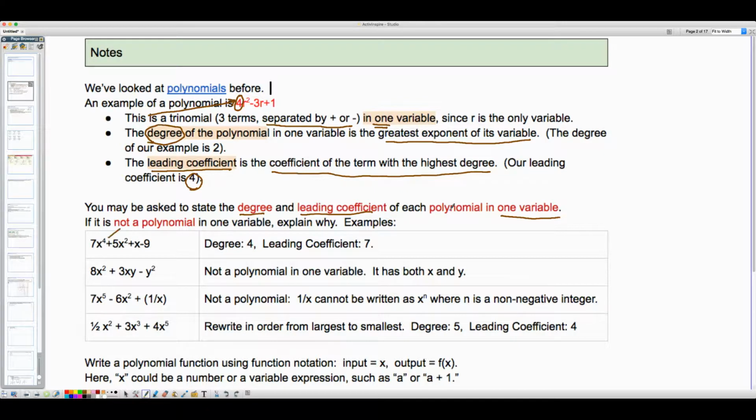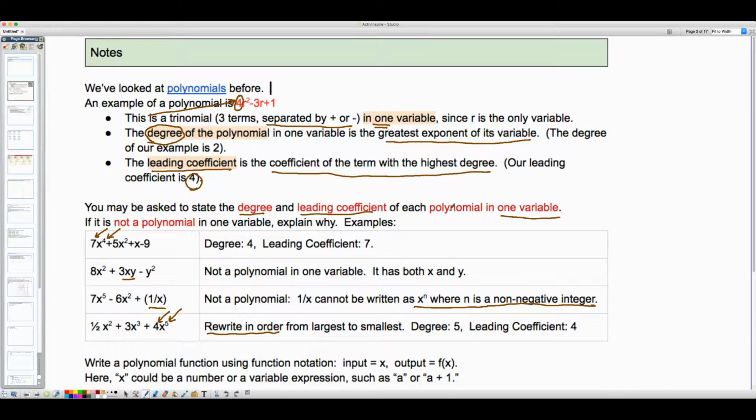So in this first one, we have a degree of 4 and a leading coefficient of 7. The second one is not a polynomial in one variable. It's got 2 variables. The third one is not a polynomial. You cannot write 1 over x as x to the n power, where n is a non-negative integer. And that is what has to be true for it to be a polynomial. This third one, if we rewrote it in order, you would see that the degree is 5 and the leading coefficient is 4.